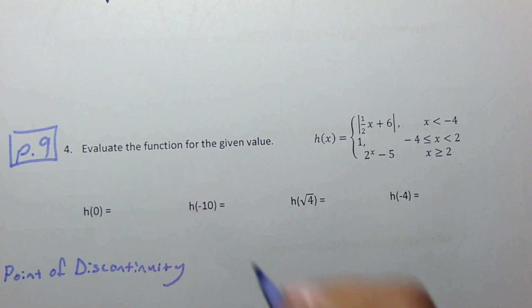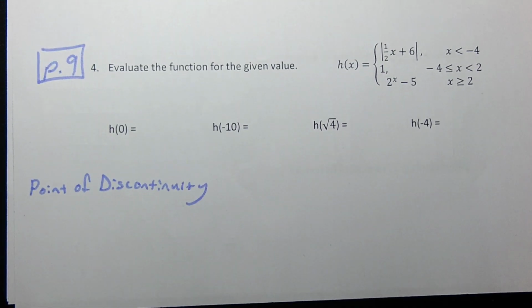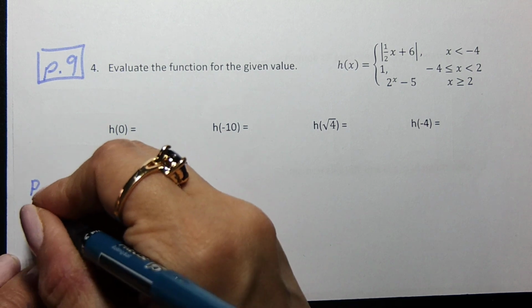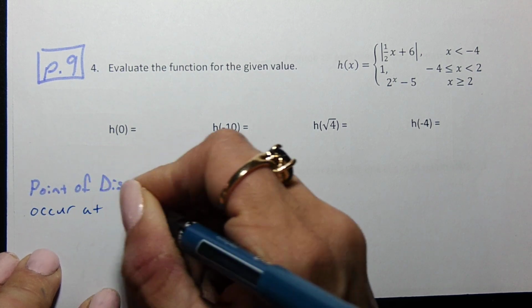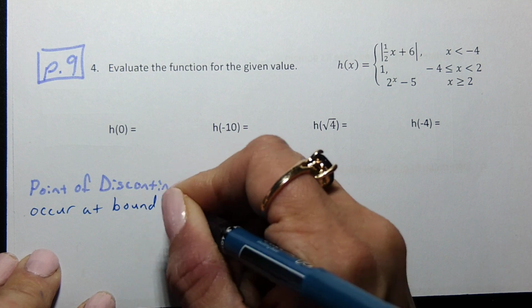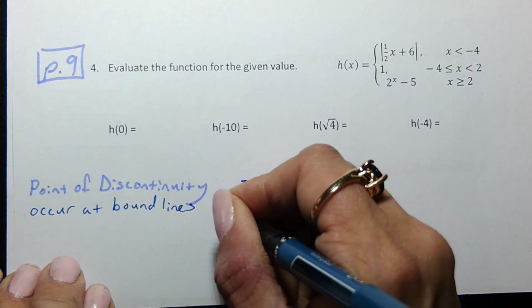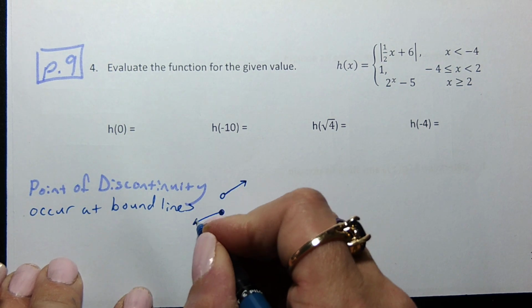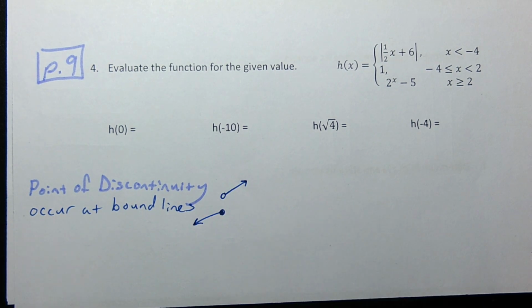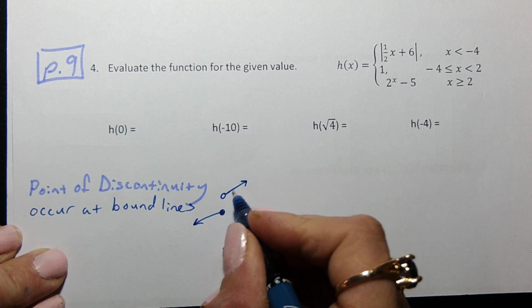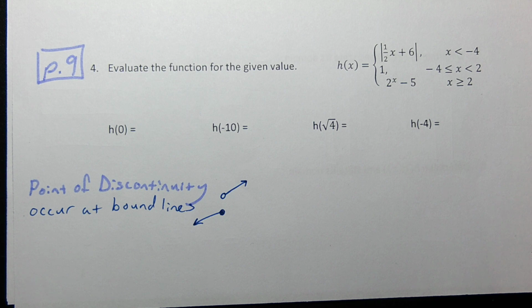Points of discontinuity occur at bound lines when I have an open dot going this way and a closed dot going that way. Discontinuous means I can't draw it without lifting my pencil. So continuous means I can draw it in one fell swoop. Discontinuous means I would have to jump to get up to that other section.